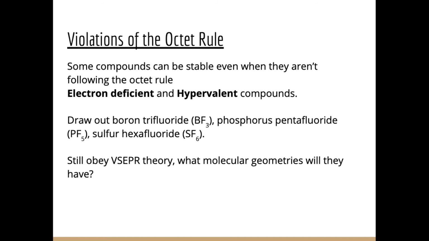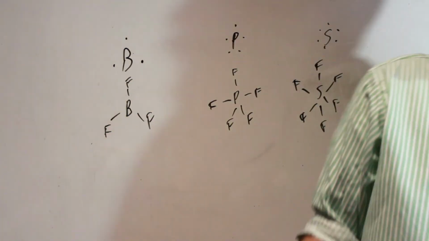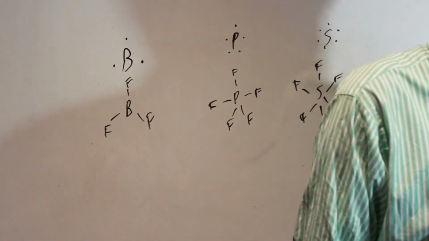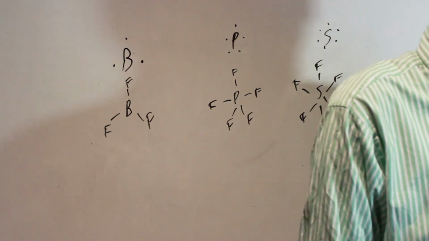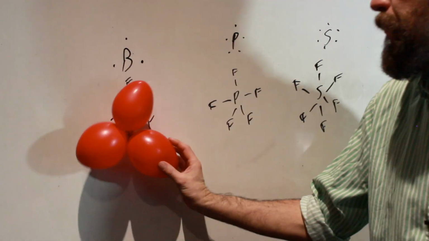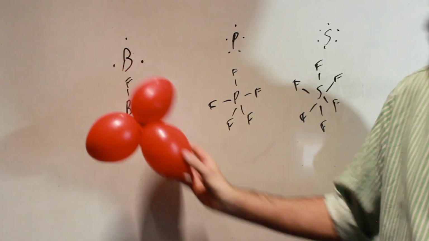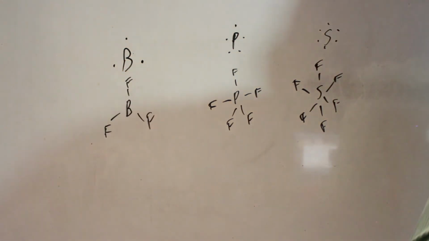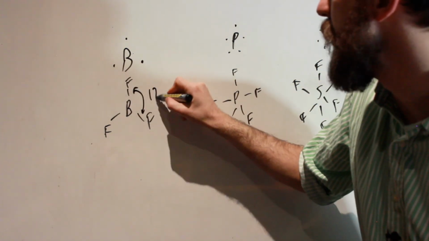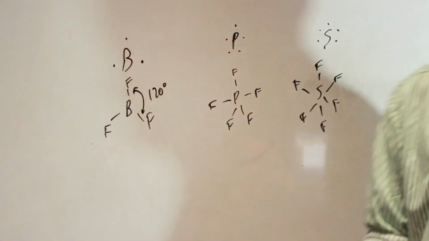Righto, let's have a look ourselves. If BF3 has 3 regions of negative space, we get a trigonal planar shape, which looks like this one here. So these things are all on the same plane. The furthest these can be away from each other is just 360 degrees divided by 3, which gives us bond angles of 120 degrees. So these are all going to want to be 120 degrees away.